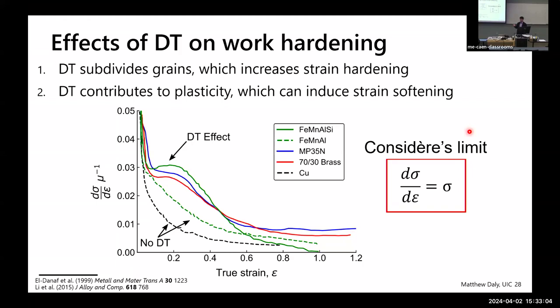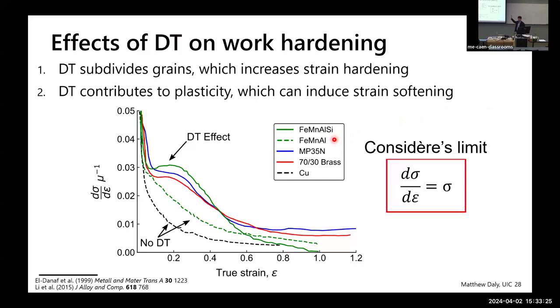So Considere's limit is a necking criterion, which says if your material cannot strain harden quicker than this rate, you're basically going to neck and fail. And the best way to avoid that, or a strategy to avoid that, is to have a linear work hardening rate. So you're building up stress in the material, but you're not building up so fast that you basically run into Considere's limit. This is the way I envision it.